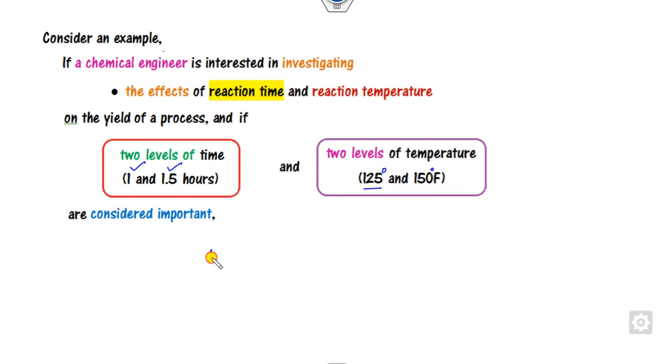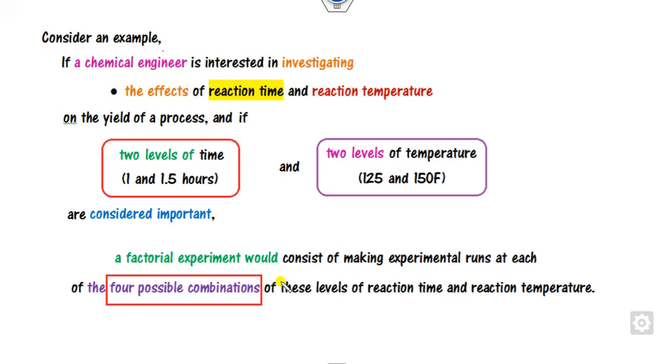You can consider 1 hour, and after this 1 hour you can check the components at 125 degrees and at say 150. Similarly for 1.5 hours and so on. So how many levels are there? Corresponding to this experiment you will get some reading x11, corresponding to 1 hour and 150 you will get another reading and so on. So you will get 4 different readings. This kind of experiment is called a factorial experiment. So a factorial experiment consists of making experiment runs at each of the 4 possible combinations.